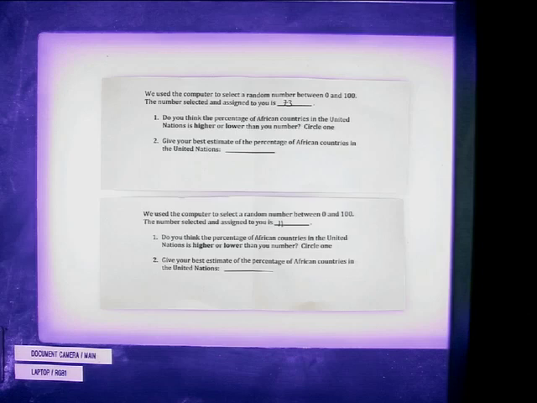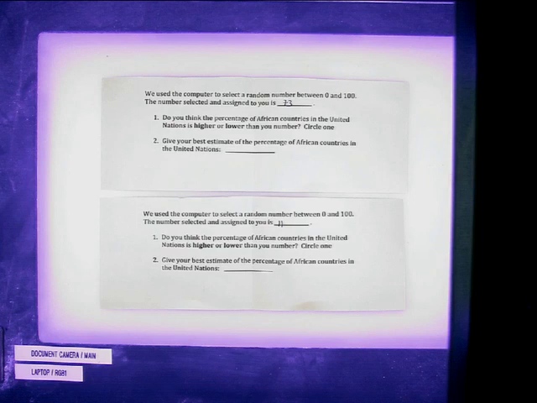Here's another example. We use a computer to select a random number, and so on. The number assigned to you is 11. Is anything crossing your mind at this point? I heard somebody say that. All right. Who got 73? Who got 11? Did anybody get a number other than 11 or 73?